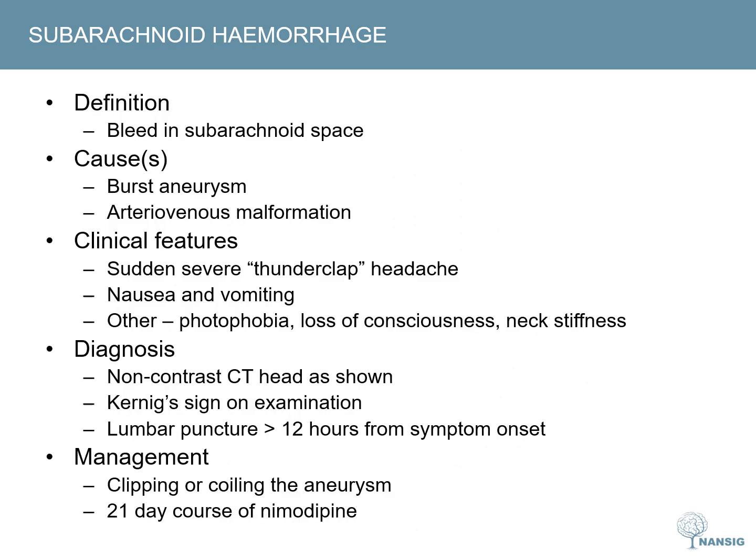So subarachnoid hemorrhage is a bleed in the subarachnoid space. What it does is it causes severe damage to the brain through hypoxia, raised intracranial pressure, and direct injury. It can be spontaneous or it can be due to trauma. For the purposes of this talk, I'm going to talk about the spontaneous subarachnoid hemorrhage causes.